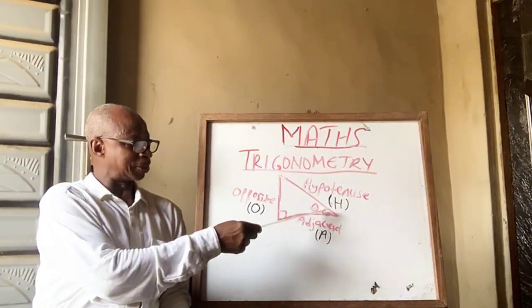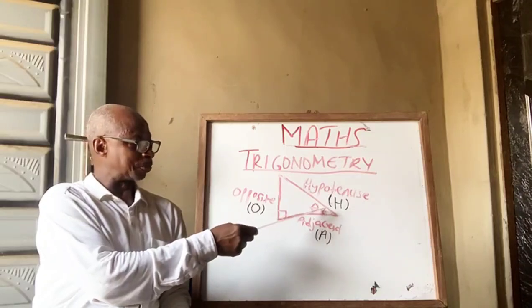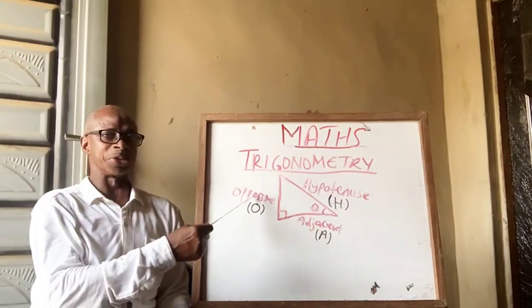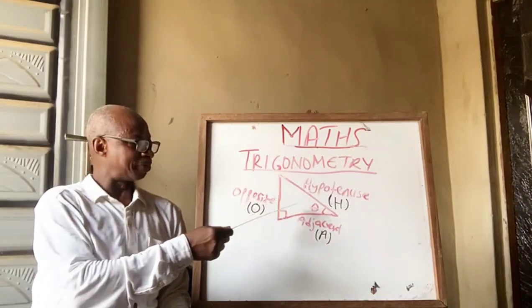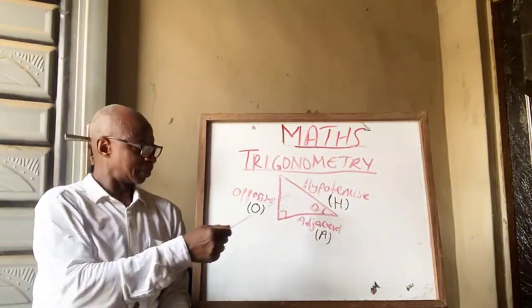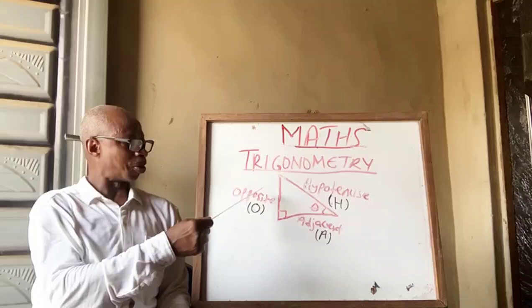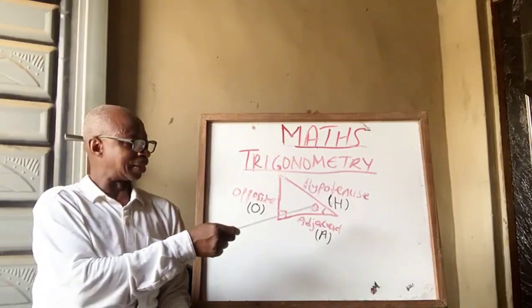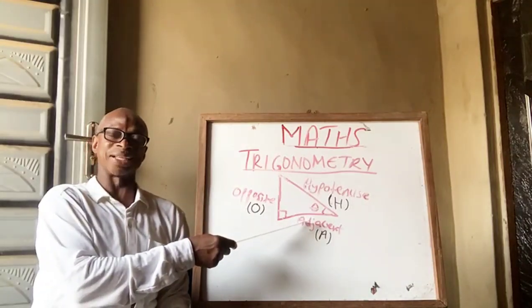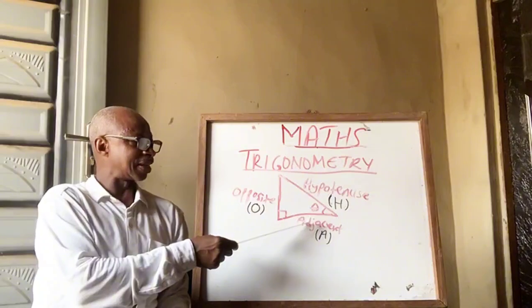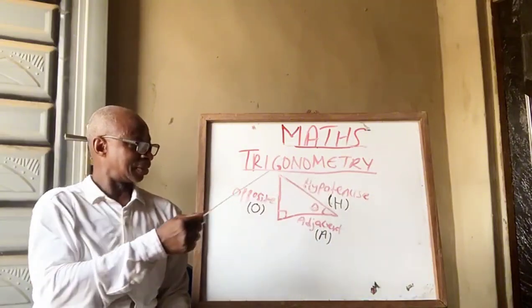Wherever you have the angle theta, opposite of this angle, that is where you have the opposite side. So the side facing the angle is the opposite side. And then the third side is going to be the adjacent side. Adjacent side, hypotenuse side, opposite side.